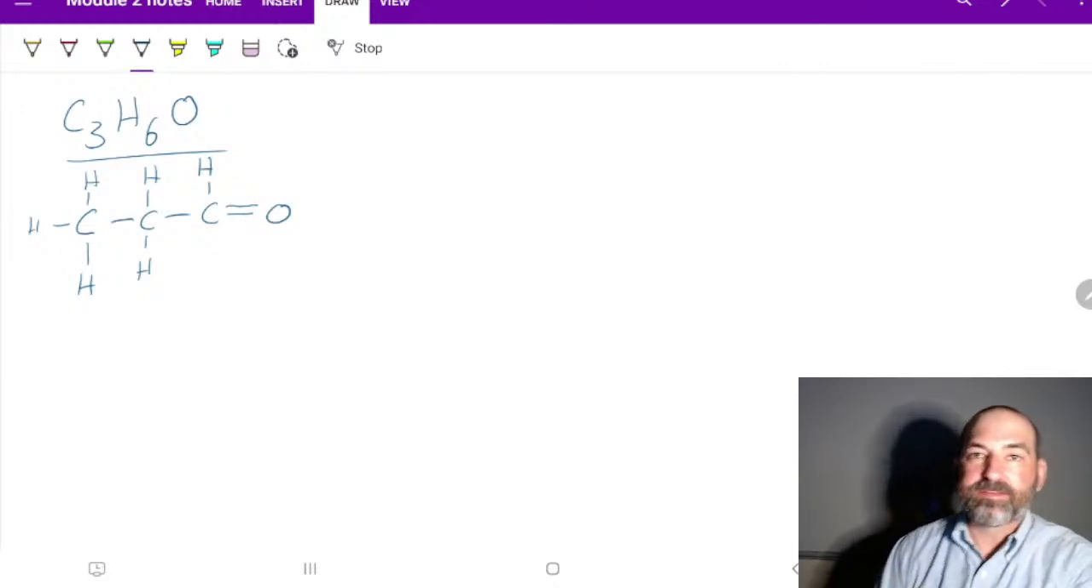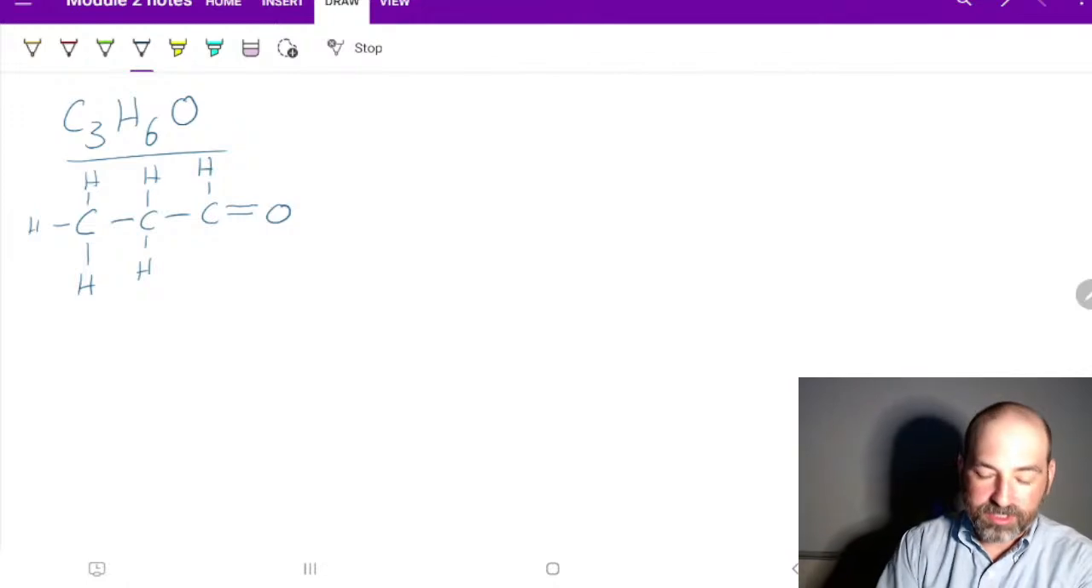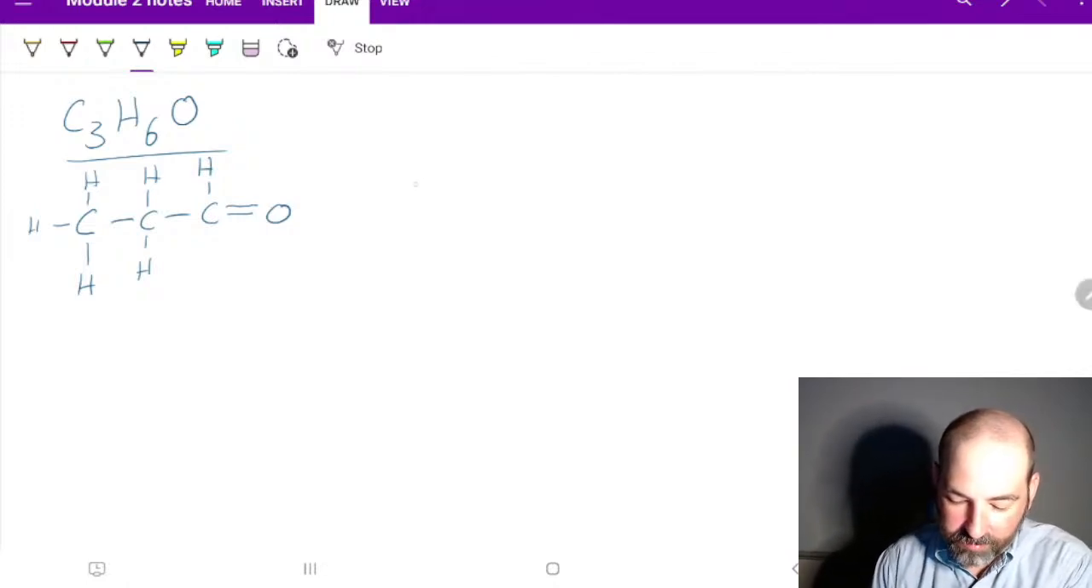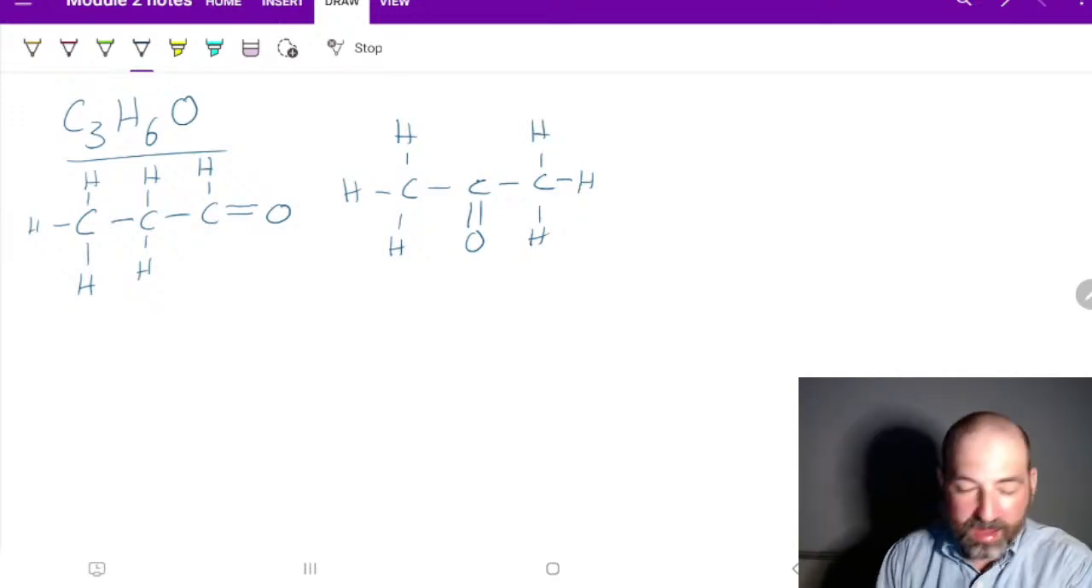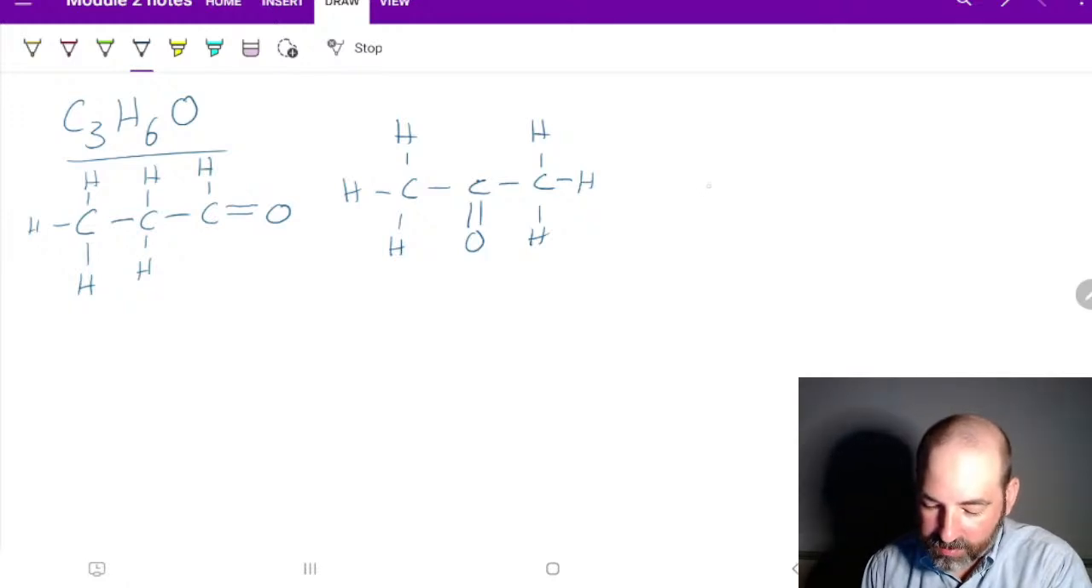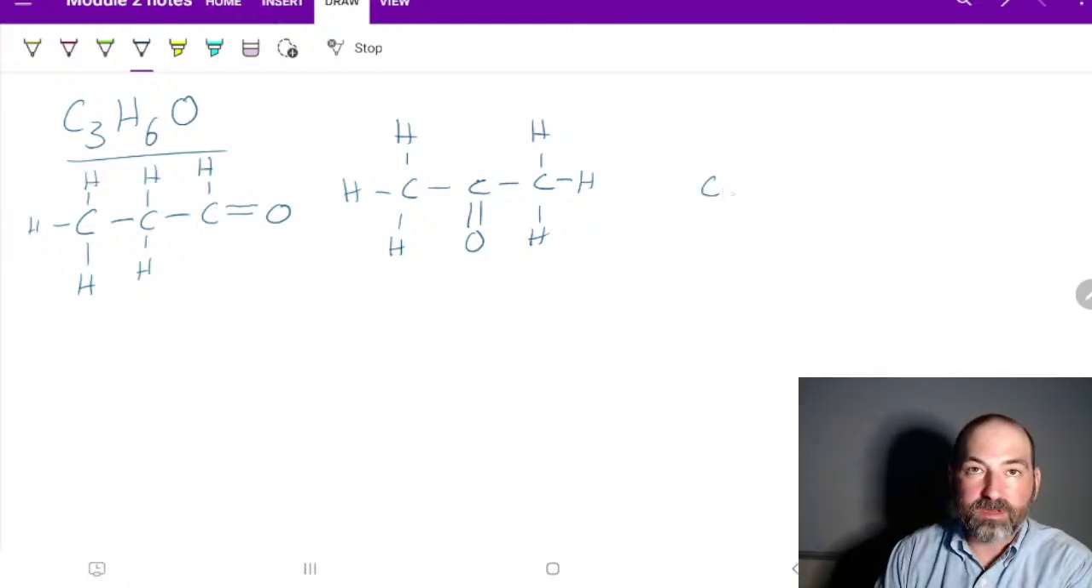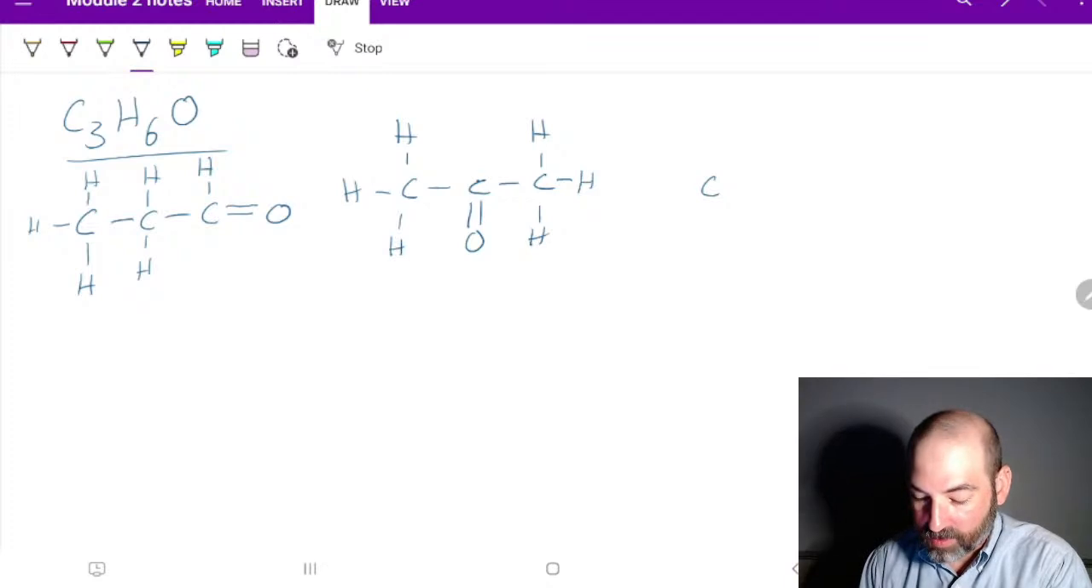Now there's lots of different possible structures for C3H6O. That's just one of them. We could have connected the oxygen to the middle carbon like this. All right, that would work as well. We could also not have the oxygen on a double bond to carbon. You are going to find that you need a double bond here somewhere, or again that ring structure.